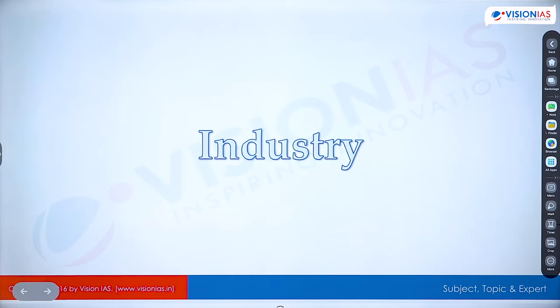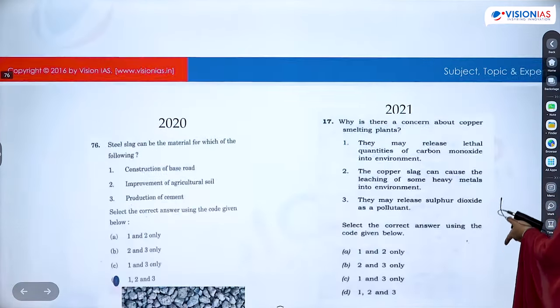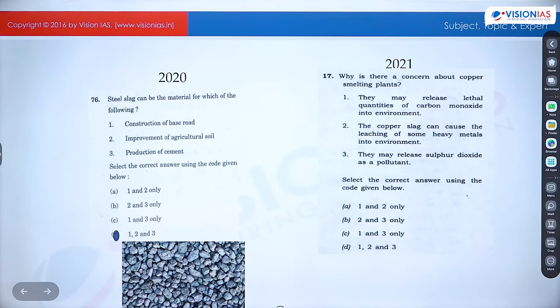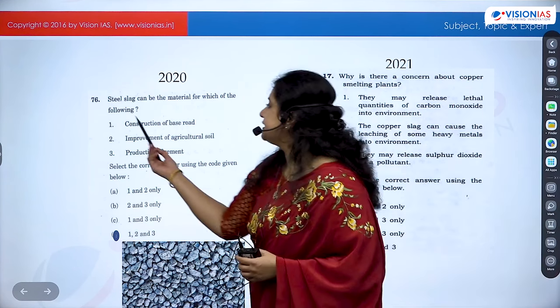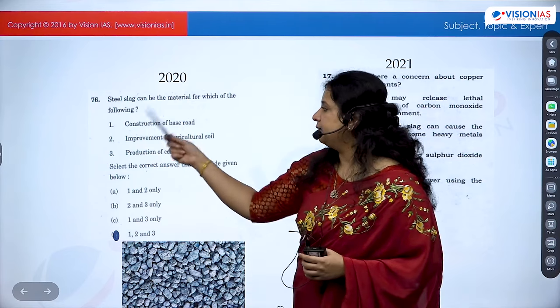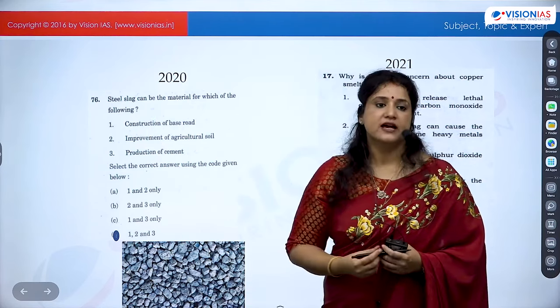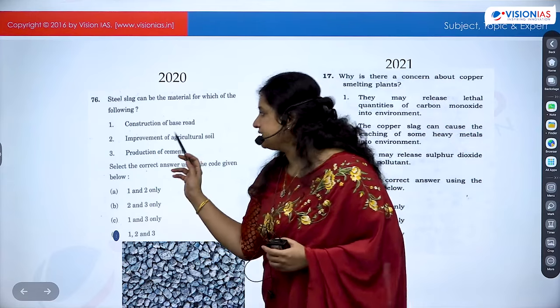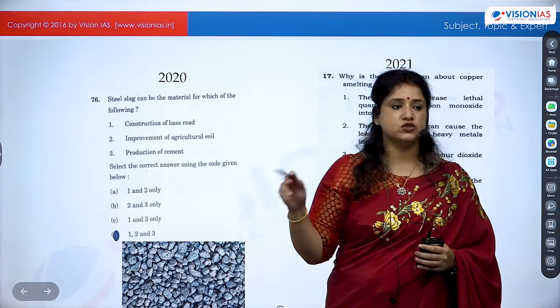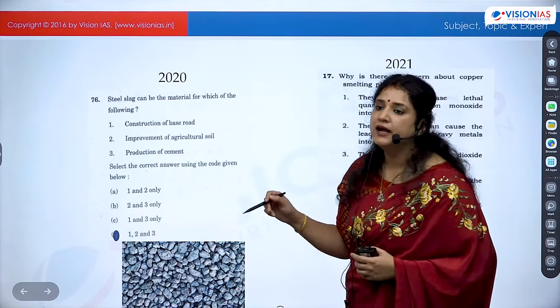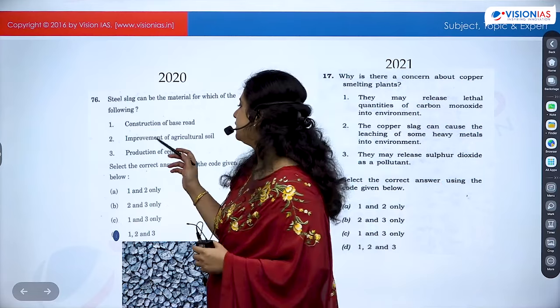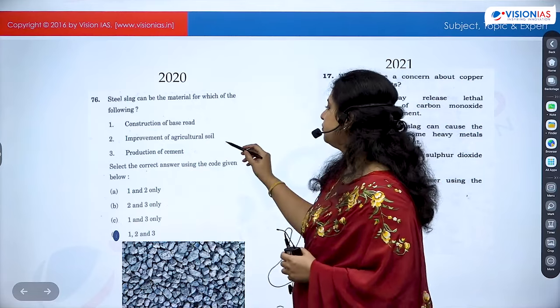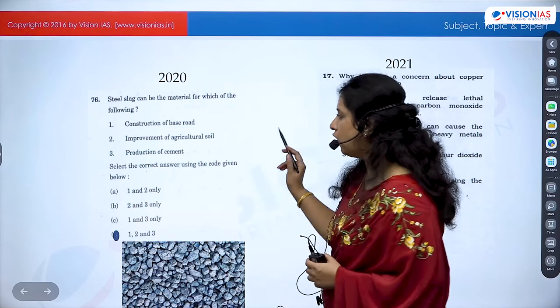Industry based questions. Just read these questions, please. Okay. Steel slag is a material that can be used for which of the following? Steel slag is a byproduct of the steel industry, okay? So yes, again, the question is based on recycling of materials. That is why it is classified under environment. Construction of base road, improvement of agricultural soil and production of cement, all are correct.